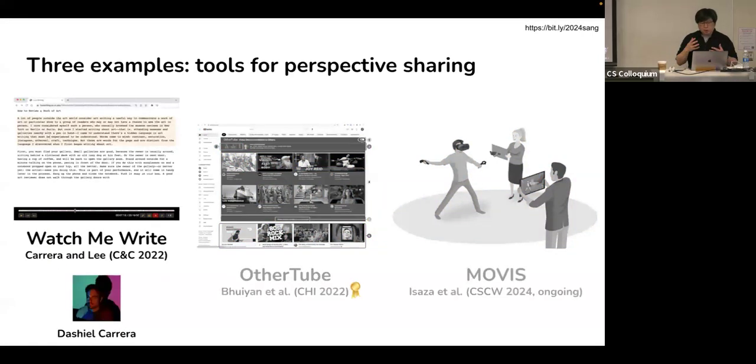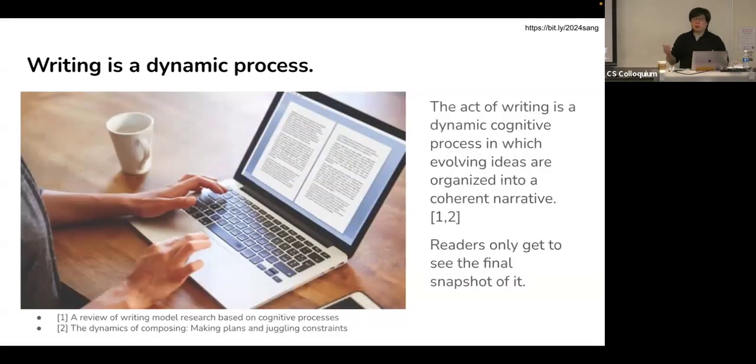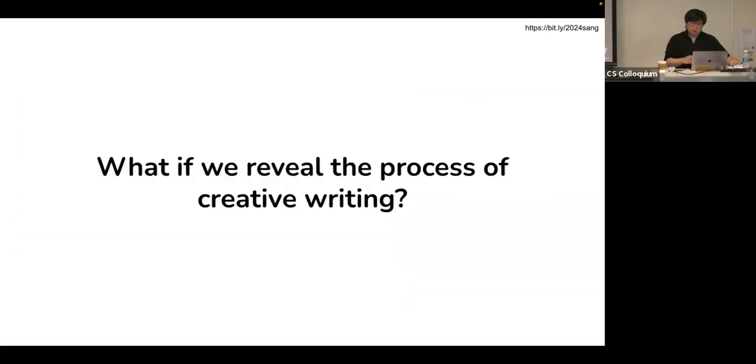The first one was for a conference called C&C, creativity and cognition. They do a lot of work on creativity or artistic contexts. So one of the domains that we explored was creative writing. Writing is a dynamic process. When you write something, you go through time, try to capture it, refine it, and polish it. And the readers get to see only the final snapshot of it, right? So it's a purely artistic question: what if we reveal the process of creative writing? What would be the possible outcome?